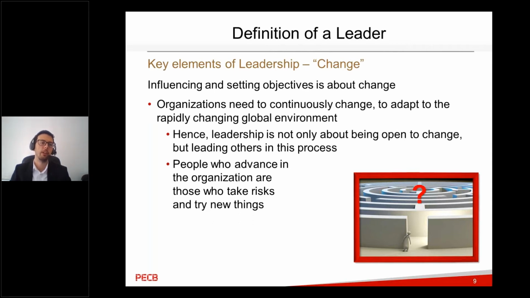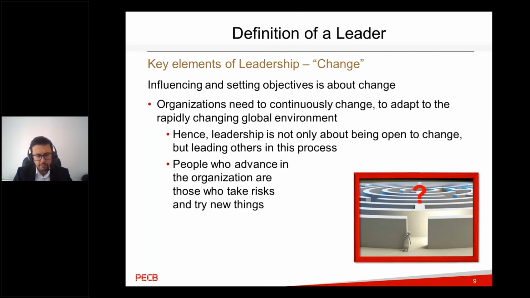So whatever we are trying to do, we are dealing with change, because organizations nowadays are faced with a very fast-paced environment. Only by moving very fast and changing a lot can they adapt to this environment. Those that do not embrace change are usually those that will go obsolete and out of the market very soon. Hence, leadership is not only about being open to change, but also about leading people through this very energy-consuming and stressful process.